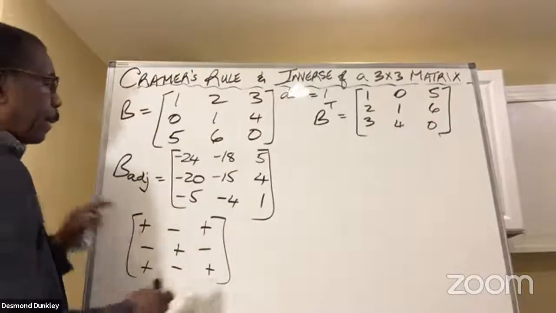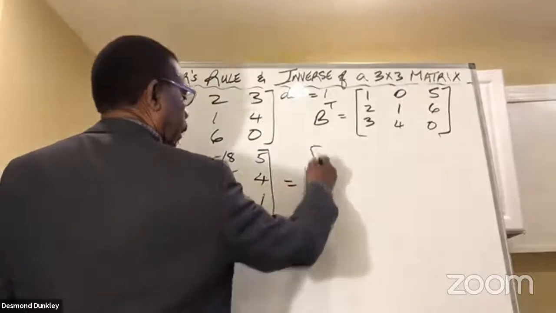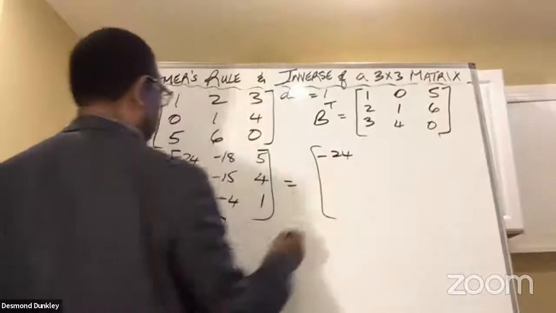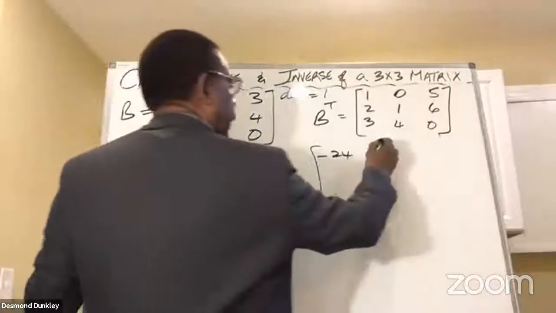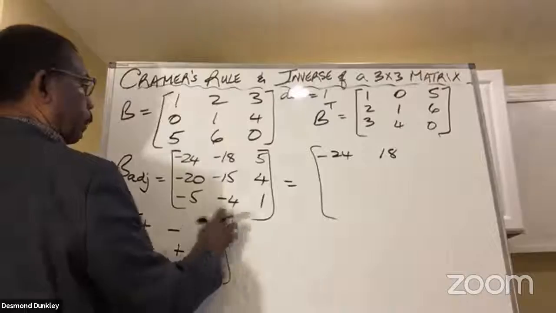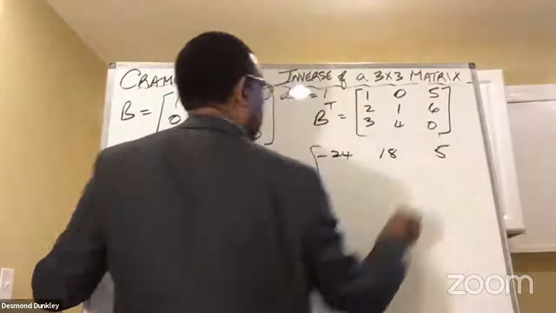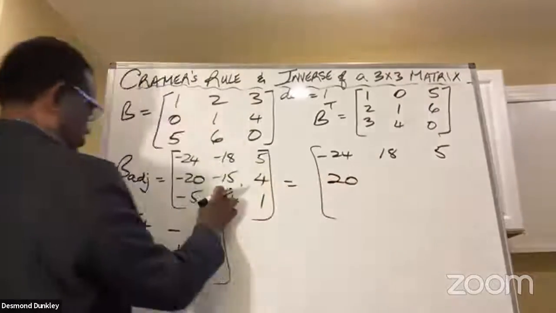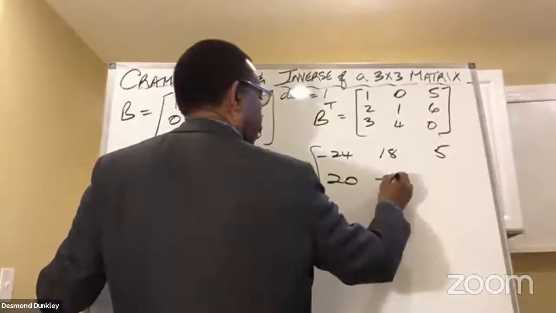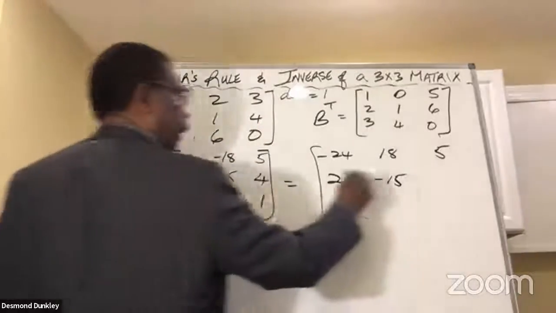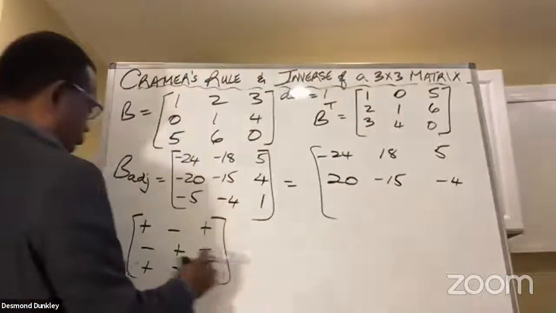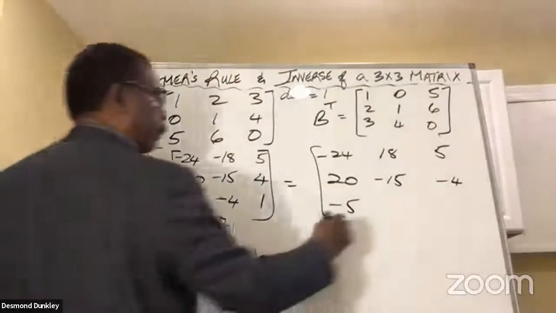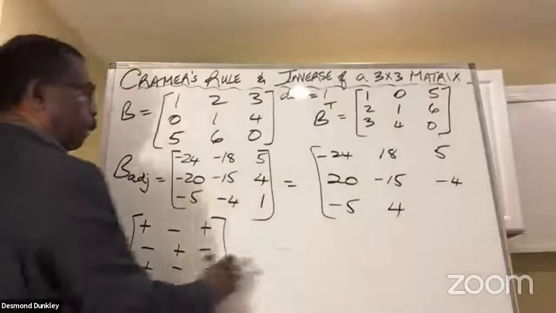Now we're going to multiply. What do we end up with? This remains unchanged, so it's negative 24. This changes to 18. And this remains unchanged. This changes sign to positive 20. This remains the same. This changes to positive 4. This remains the same. This changes to negative 4. This remains the same.